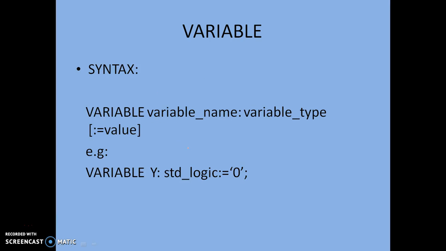Let's look at the syntax that is used for a variable. It is again like signal only: variable, variable name and variable type. Also you can force the initial value to the variable using this symbol. For example, variable y : std_logic := 0, where std_logic is the data type and the initial value is 0. So the basic difference you observe between the variable and the signal is its declaration part.